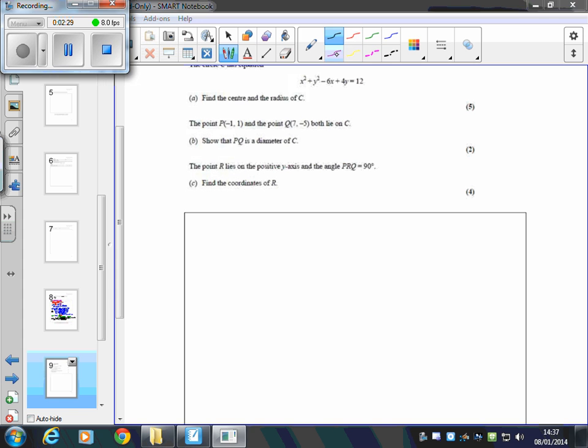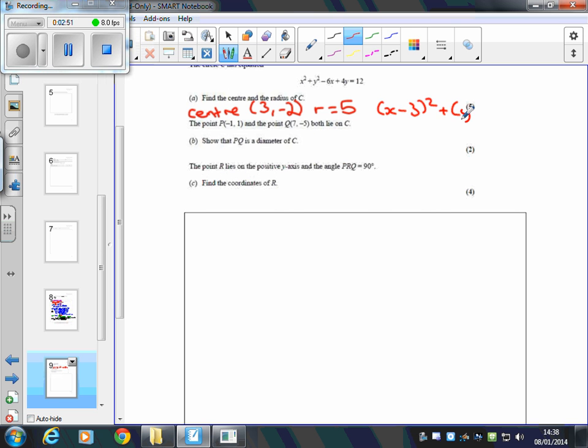So the main piece of information that we got from part A was that the centre of the circle is at (3, minus 2), the radius is equal to 5, and the Cartesian equation of the circle is of the form (x minus 3) squared plus (y plus 2) squared equals 25. That's the main piece of information that we got from part A.